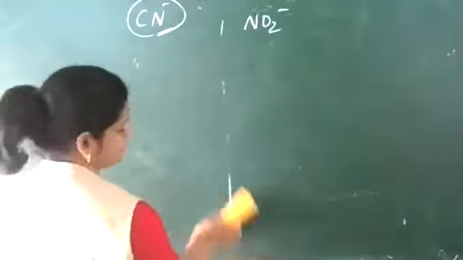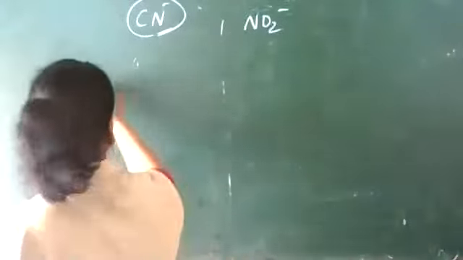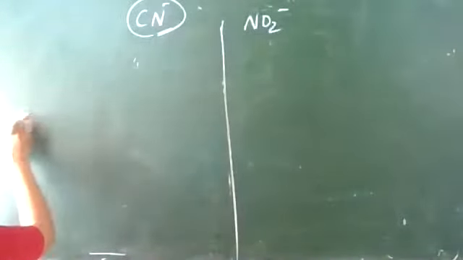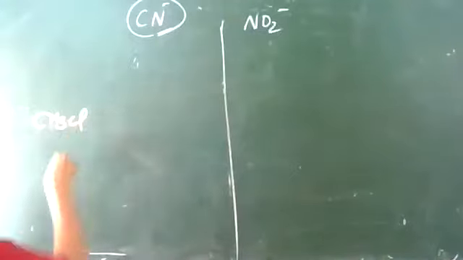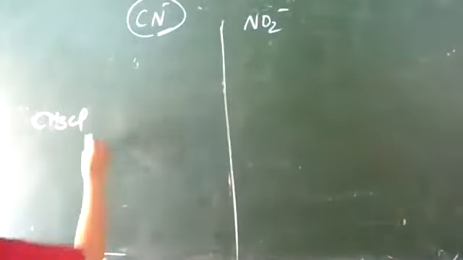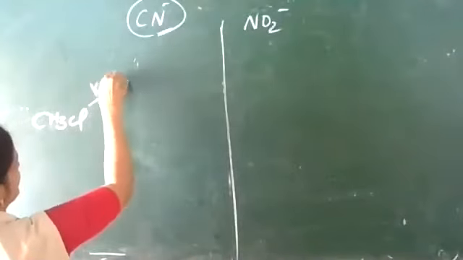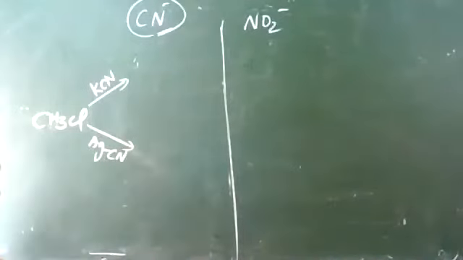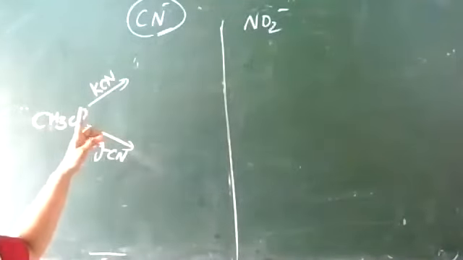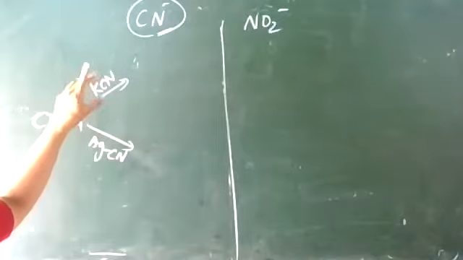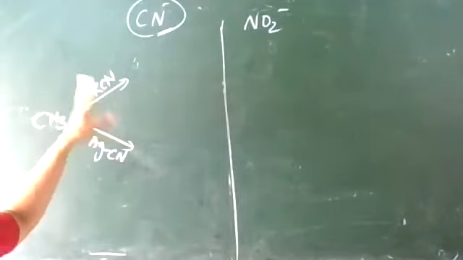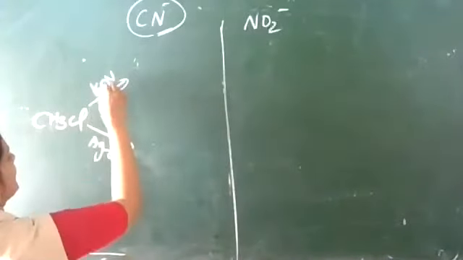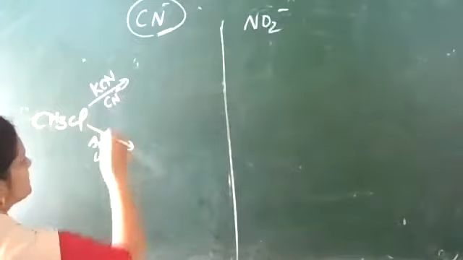So let's say we are taking CH3, this is our halo, and I'm putting KCN and AgCN. KCN is an ionic compound. By putting in water, it will get dissociated into K plus and CN minus. So from here actually the attack is by CN minus.